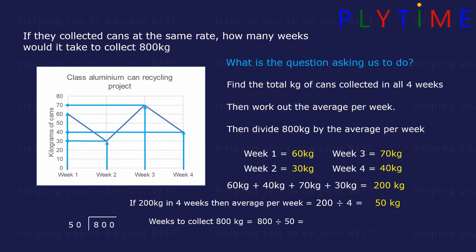We can divide both by 10 to start and make it easier. Then we have 80 divided by 5. There's 1 5 in 8 with a remainder of 3, and then 6 5s in 30, so it's a total of 16 weeks to collect 800 kilograms.